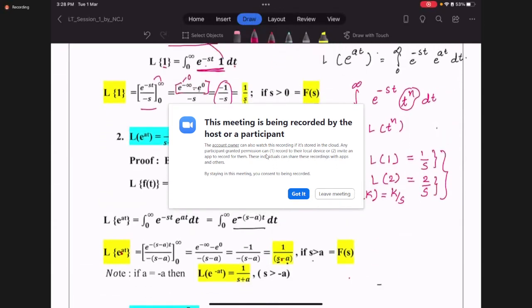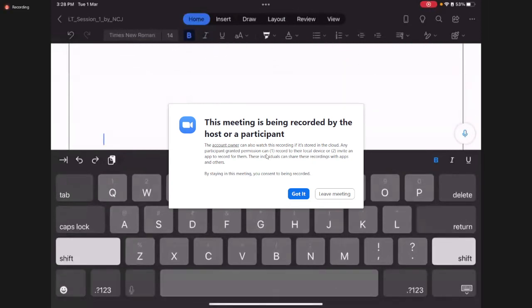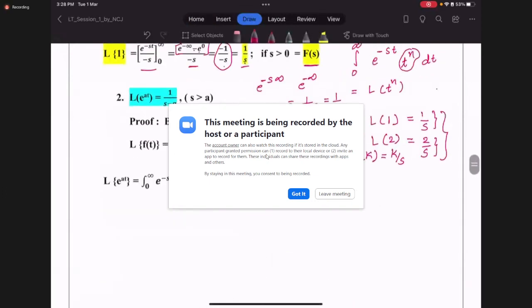Now, same like this, I want to find Laplace for e raised to at. So again, by definition of Laplace, I'll write the definition: integral of e raised to minus st, f(t) dt. What is my f(t)? It is e raised to at. Substitute e raised to at in place of f(t).